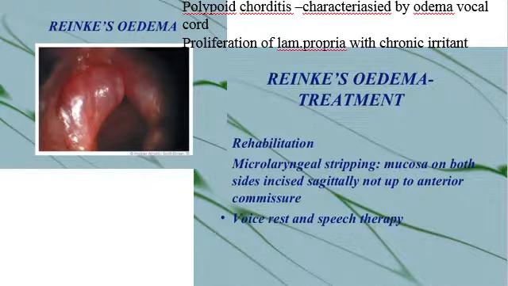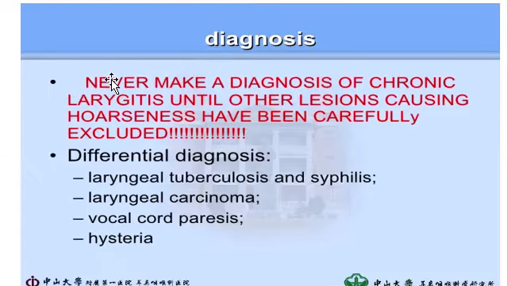In that slide, you can see the laryngeal edema. Another name is polypoid chorditis. It's characterized by edema of the vocal cord. It's related to the proliferation of the lamina propria with chronic irritation. The treatment of laryngeal edema is microlaryngeal stripping of the mucosa on both sides, one side at a time, not up to the anterior commissure. Voice rest and speech therapy are very important.